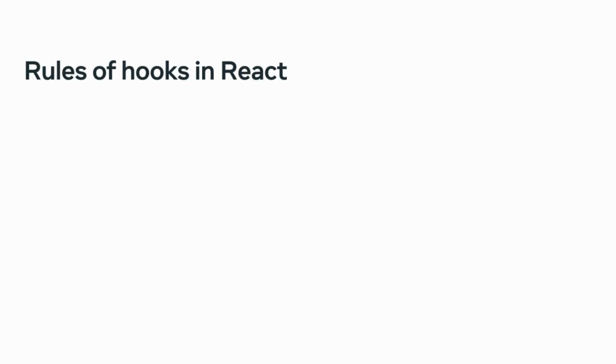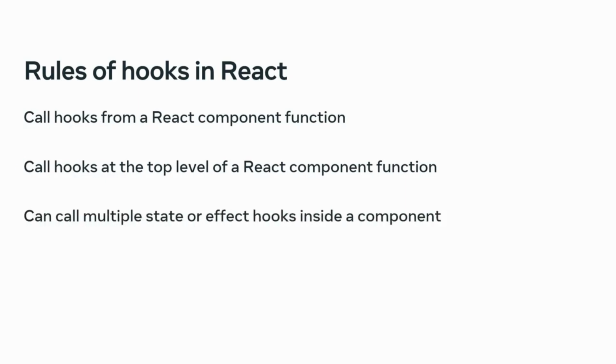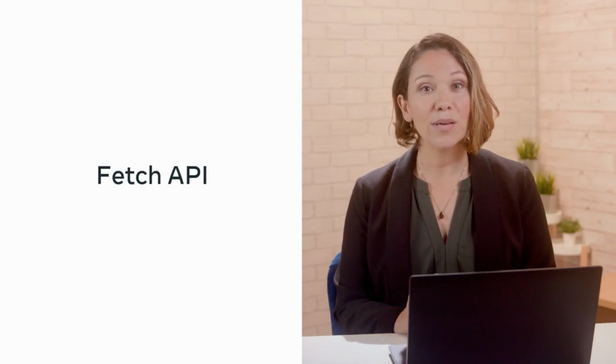These rules are that you should only call hooks from a React component function and at the top level of a React component function, are allowed to call multiple state hooks or effect hooks inside a component, and should make multiple hook calls in the same sequence. Next, in relation to the fetch function, you learned about the delegation of duties in JavaScript referred to as asynchronous JavaScript. You also learned about the fetch function itself, which is a function that looks like it's part of JavaScript, but is actually a way to call a browser API from JavaScript.